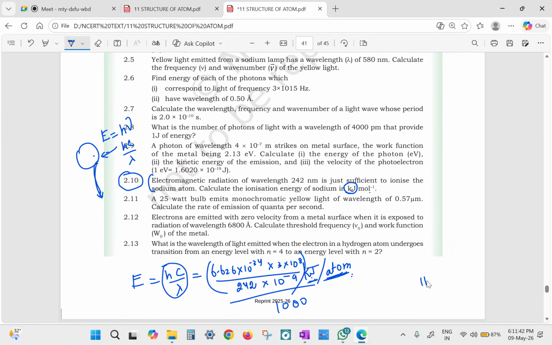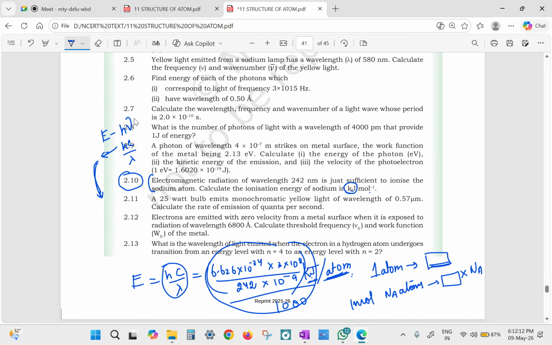1 mole has how many atoms? Yes, you have to multiply it by Avogadro. This is for one atom. For one atom, so much, whatever you calculate, that much. So 1 mole will have Avogadro number of atoms. So you multiply this quantity, what you got, into Avogadro number. Clear? Right. Okay. Whatever is left out, we will try to finish, then we will proceed further.